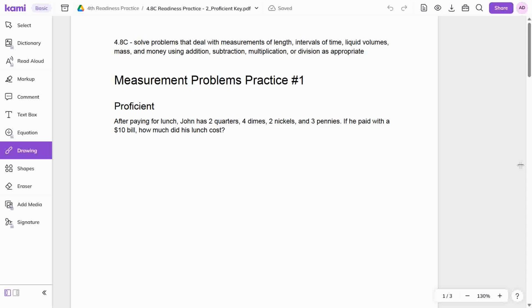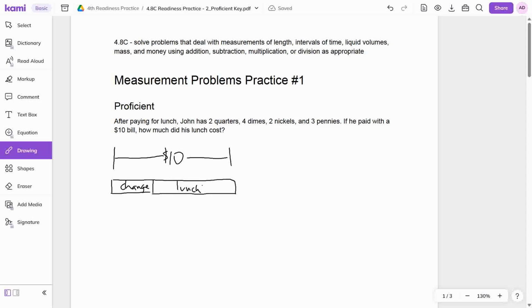So we have John here. He's paid for lunch. It looks like he paid for $10 with a $10 bill. So let's draw this with a strip diagram to kind of show what we need to do here. So here's my $10 bill. And then he's got this change. And the question is, how much is his lunch?